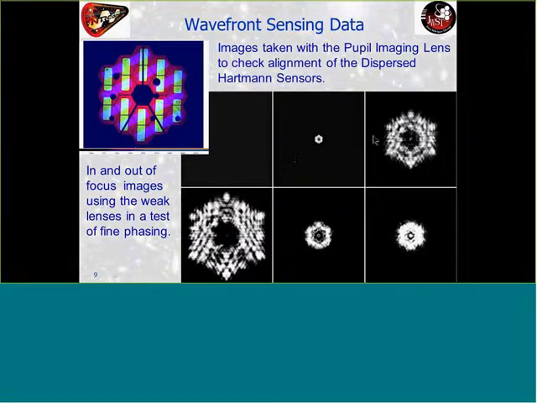Okay. So these other images are in focus and out of focus images using the weak lenses that are built into NIRCam, and these are in the pupil wheel, so we don't have to adjust the secondary mirror. We take a sequence of images like this. They will be sent to the ground, processed, corrections to the primary mirror segments derived, and then those will be sent back up to the telescope, and the segments will be moved. So none of this wavefront sensing calculation is done on orbit, just taking the images and then, of course, moving the mirror segments themselves.